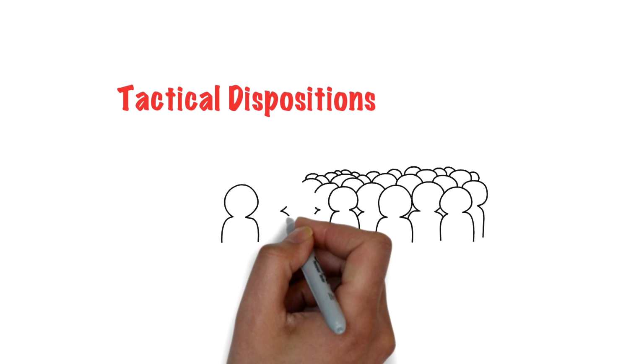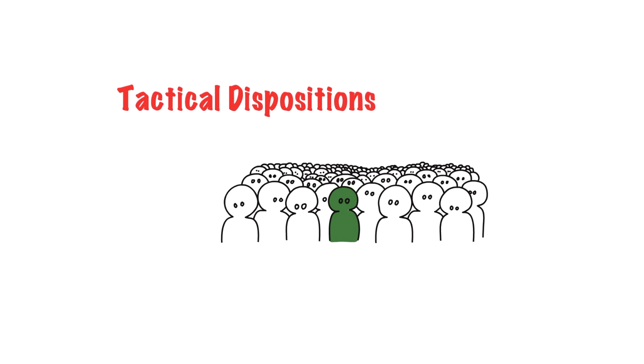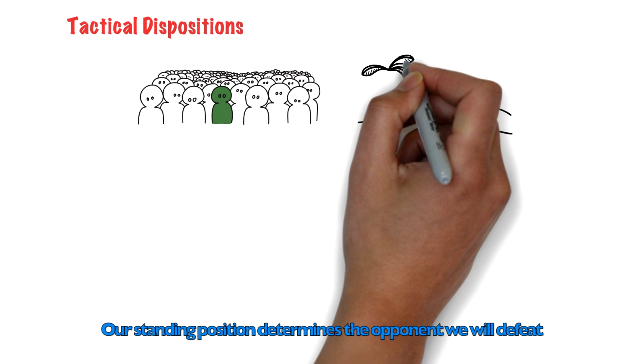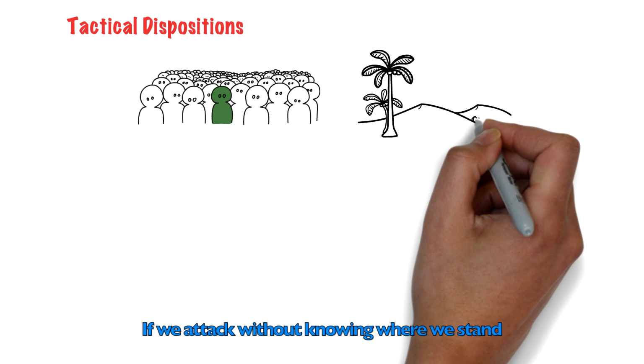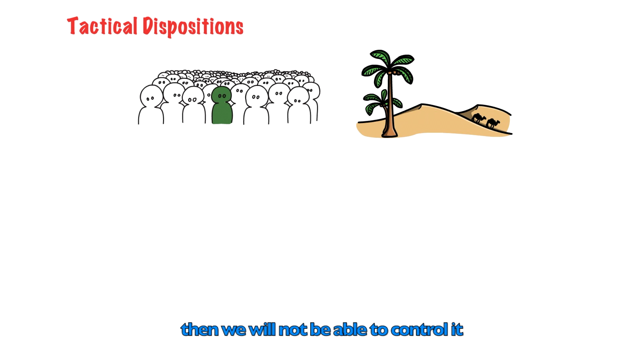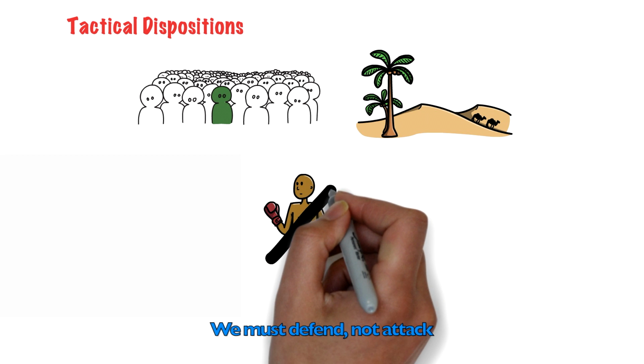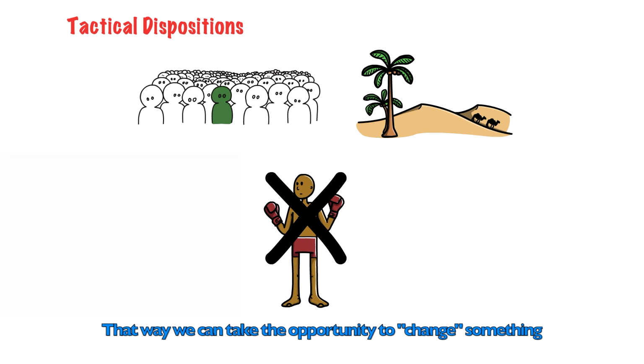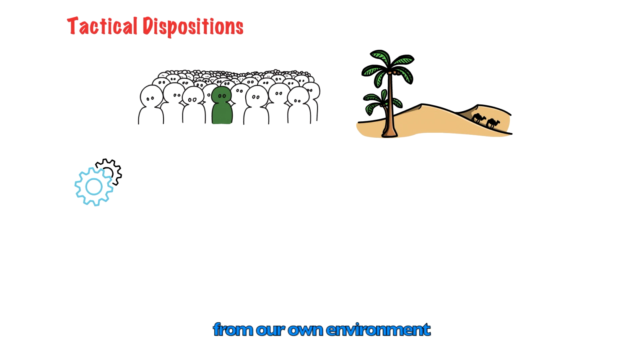Tactical disposition. We must know where we stand. Our standing position determines the opponent we will defeat. If we attack without knowing where we stand, then we will not be able to control it. We must defend, not attack. That way, we can take the opportunity to change something from our own environment.